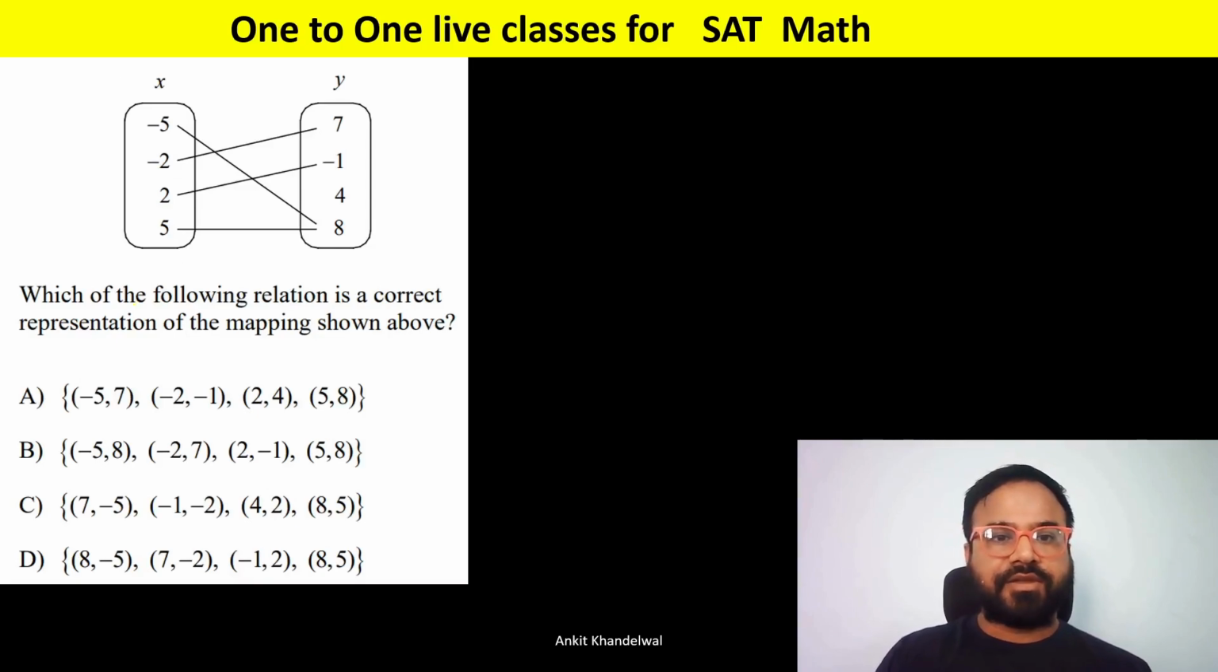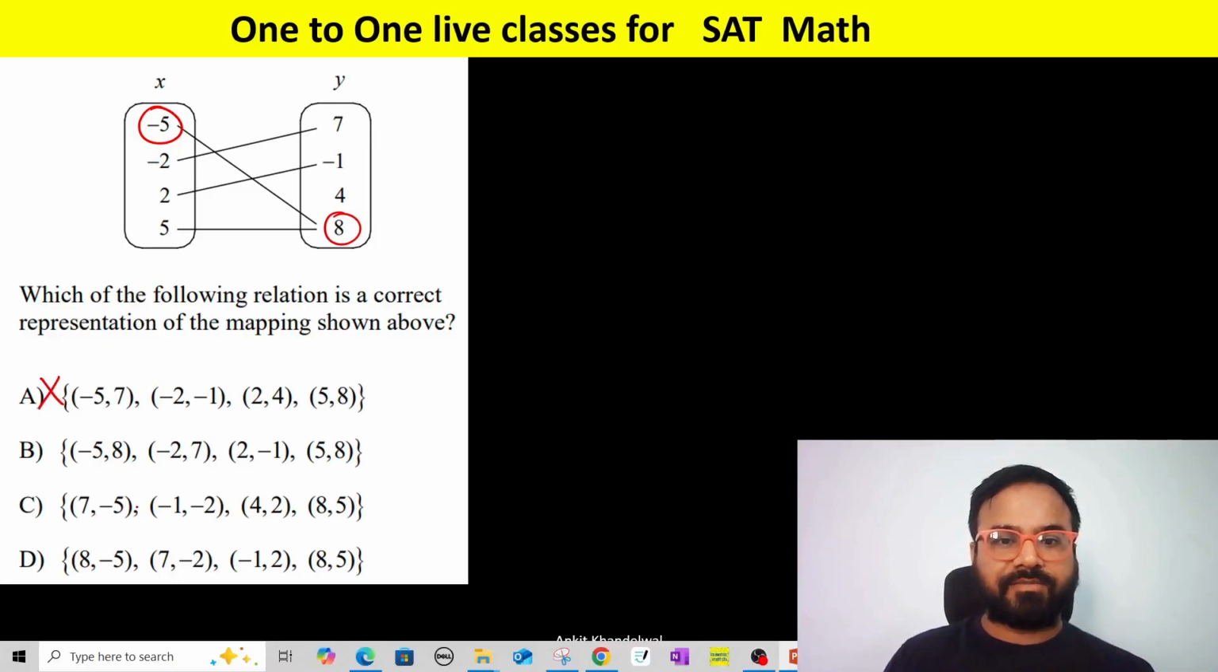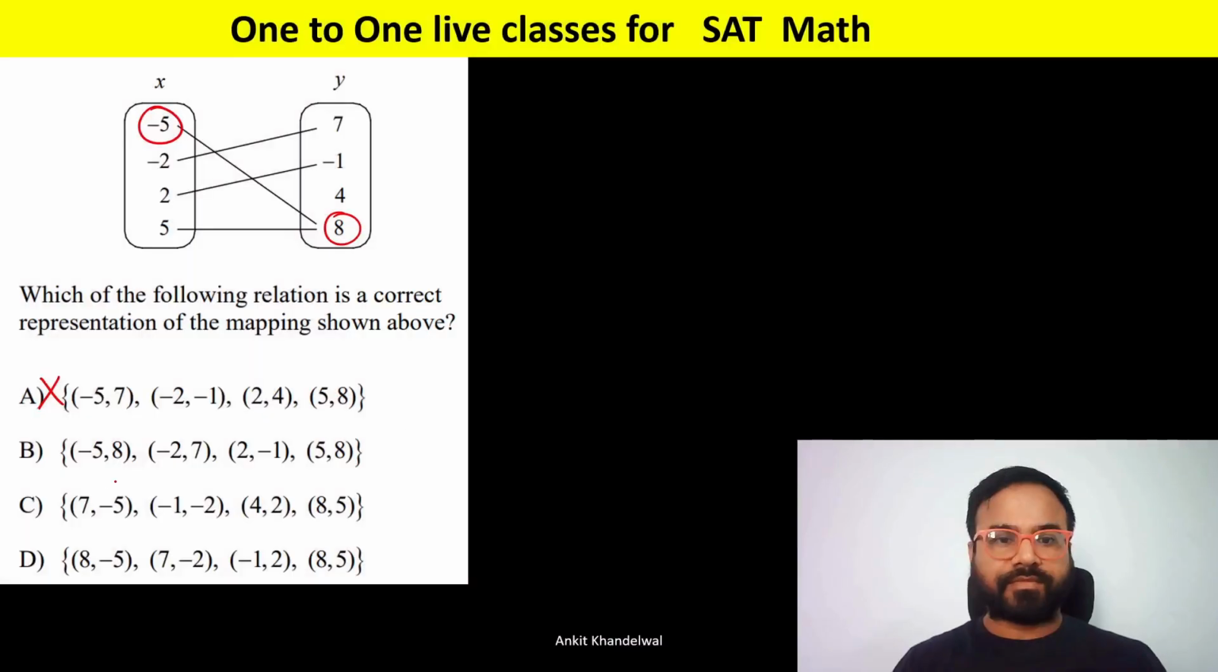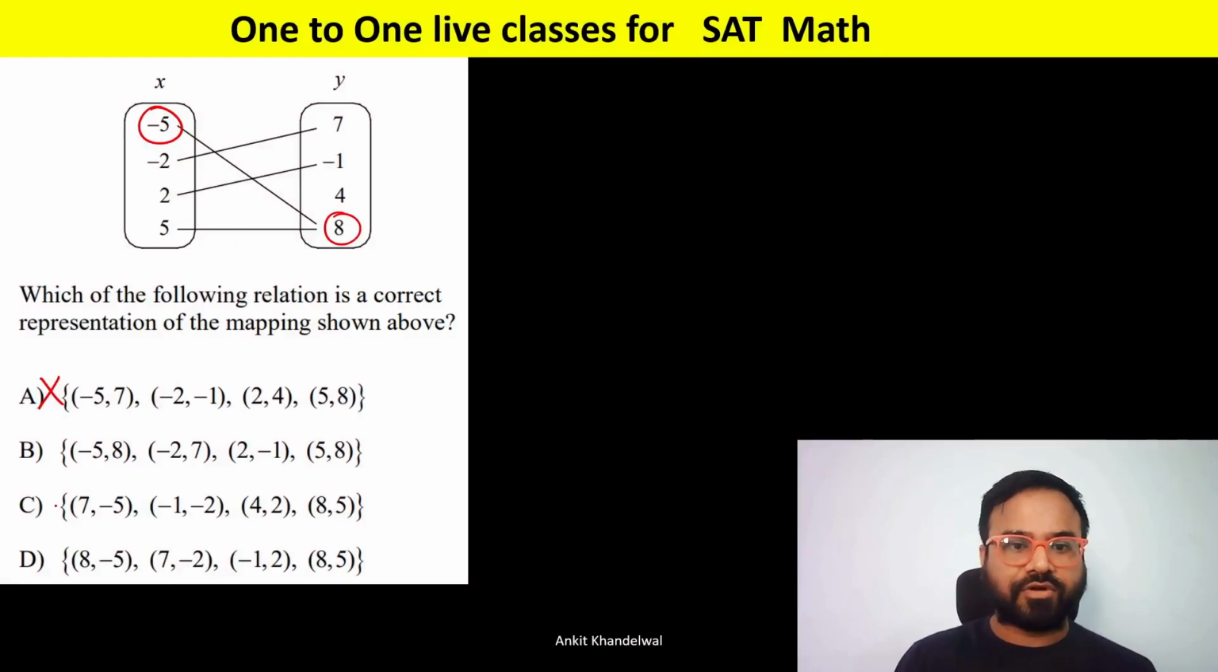This question says, which of the following relations is a correct representation of the mapping shown above? So if you look at this from the options directly, you can see minus 5 is mapped to 8. So minus 5 to 7, this is definitely wrong. Minus 5 to 8, this may be correct. And minus 5 to 8 over here. So we can say minus 5 to 8, this is there, and this is also wrong. Minus 5 to 8 is not there, and minus 5 to 8 is not there. So only minus 5 to 8, option B.